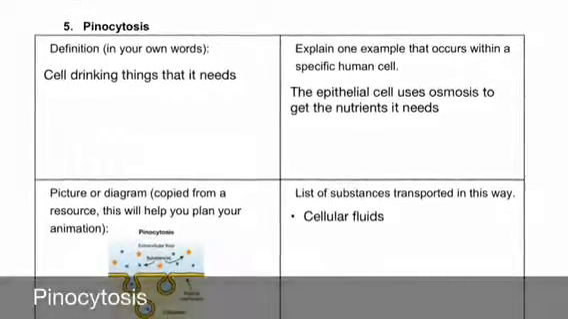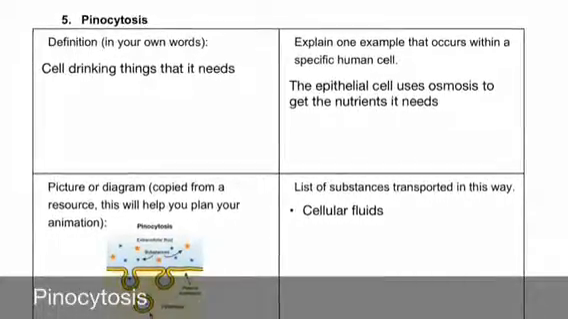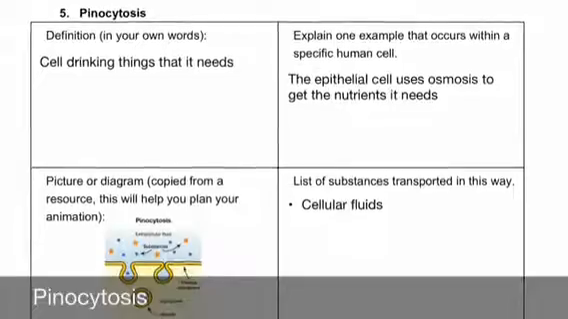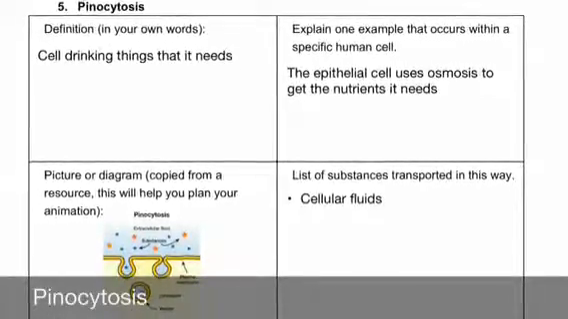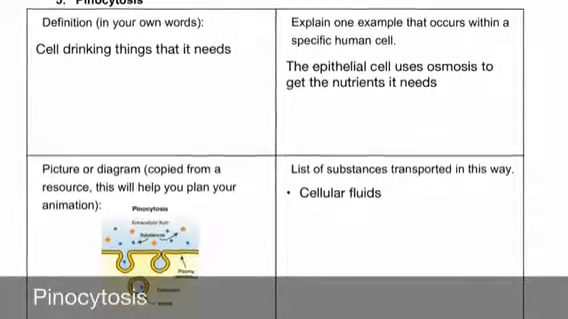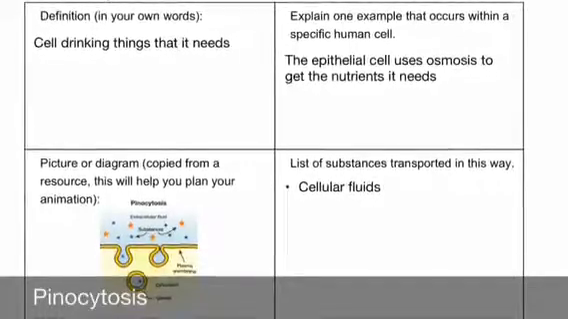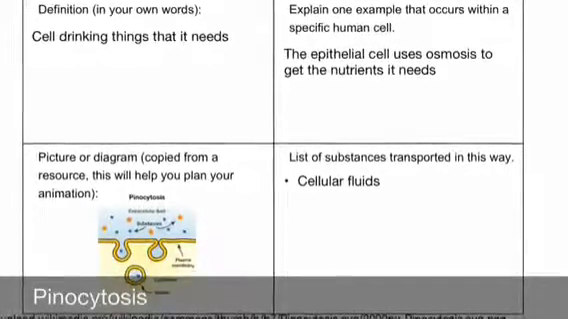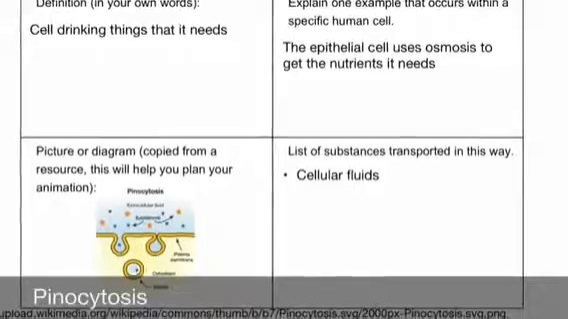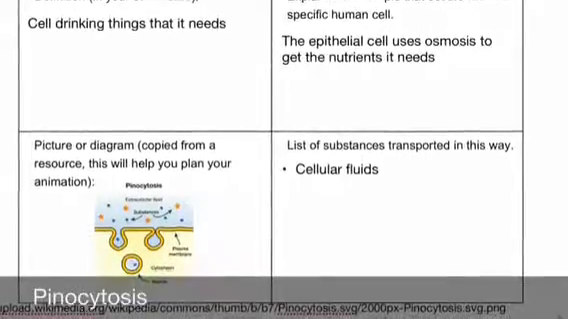Pinocytosis is the cell drinking things that it needs to take in. The epithelial cell uses it to get the nutrients it needs. The substance that is transported this way is just the cellular fluids, which have things in them that the cell would need.